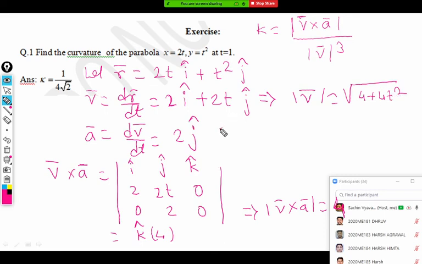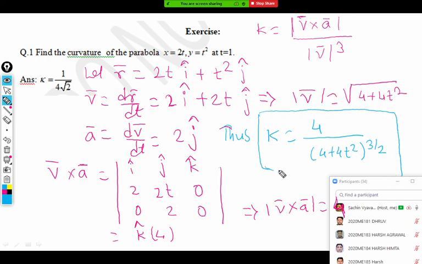Thus, the final answer: curvature k is the magnitude of v cross a, that is 4, upon 4 plus 4t square raised to 3 by 2. So this one is our answer if we want the general curvature at any point t. But right now we are interested in the answer at t is equal to 1.